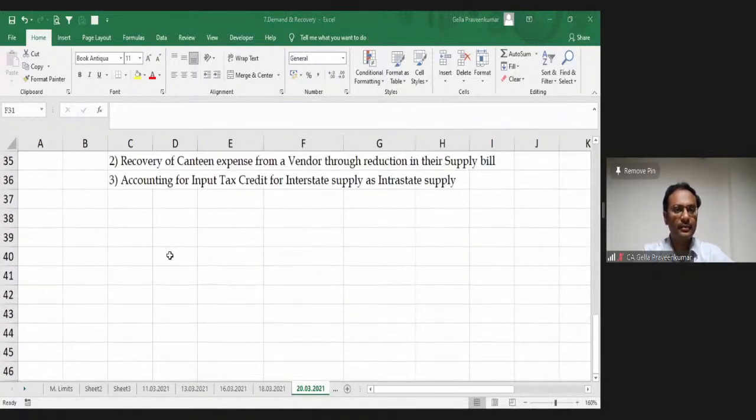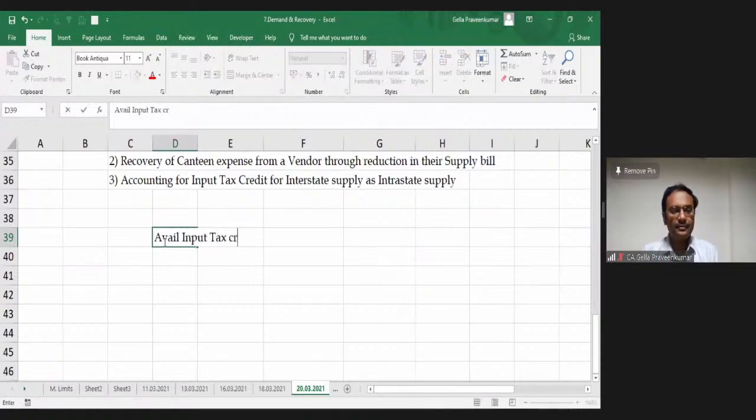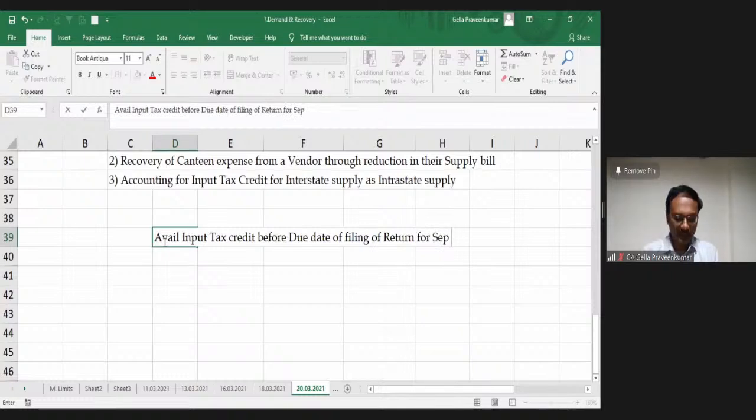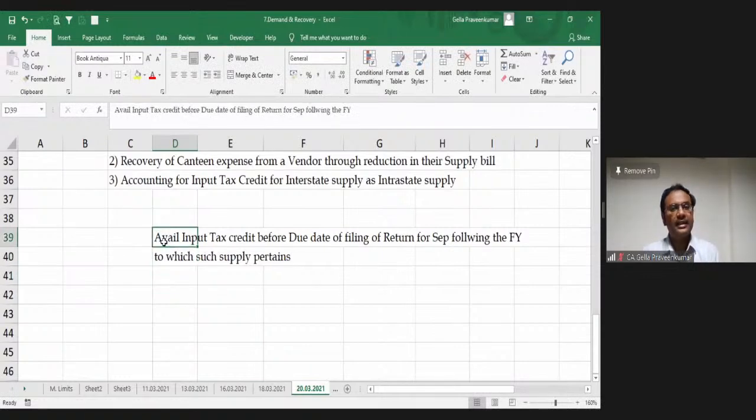Now, the provisions say: avail ITC before the due date of filing of the return for September following the financial year to which such supply pertains. They say this input tax should be availed before the due date for filing of the return of September.